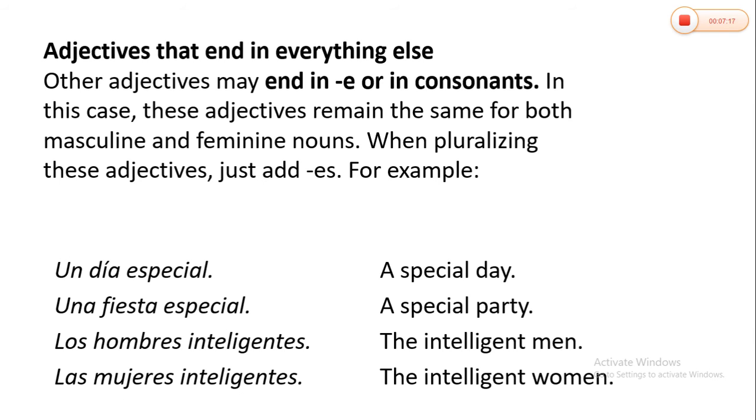The second example, a special party. Una fiesta especial. Now fiesta is a feminine noun. So according to the earlier rule, it should have been especiala. Well, this is a wrong word in Spanish. There is no word called especiala in Spanish. It will be especial only according to our rule. The intelligent men. Los hombres inteligentes. The noun is hombres, which means men. It ends with es, hence our adjective will be inteligentes only. The intelligent women. Las mujeres inteligentes. So the noun ends with es, again you can see inteligentes, the ending will not get changed, it will be es only.